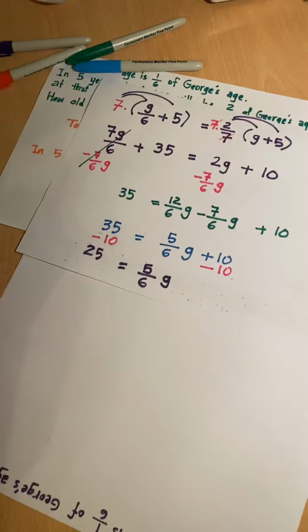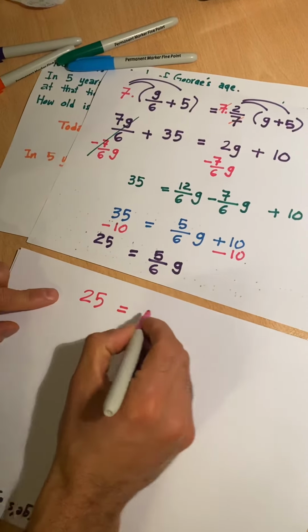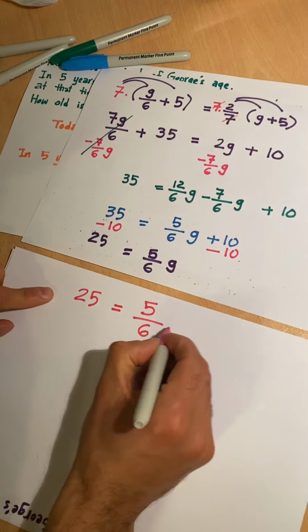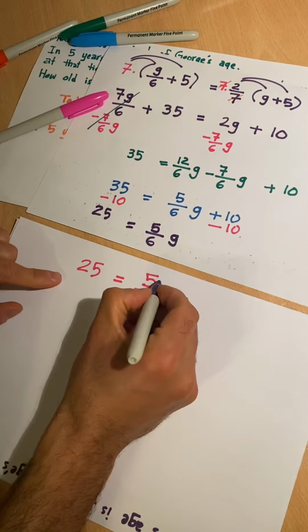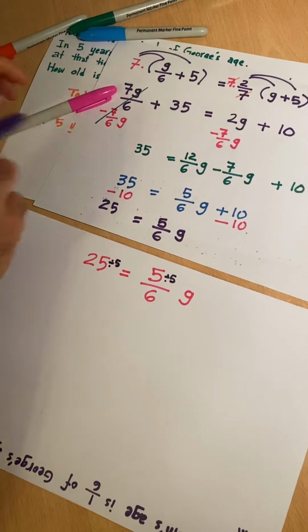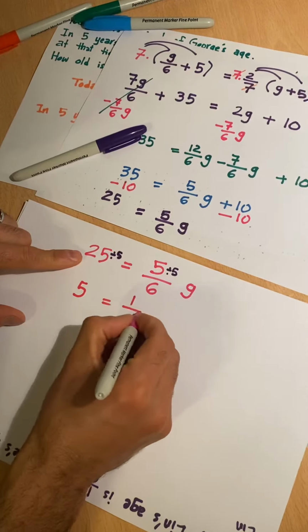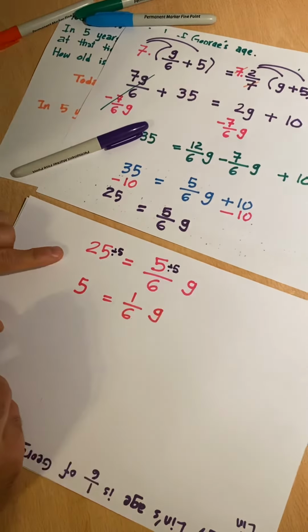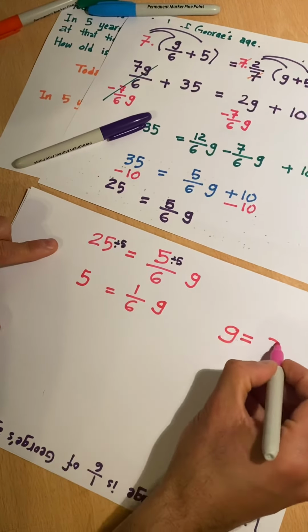We want to isolate, get rid of the 10. So let's do negative 10 on this side, negative 10 on this side. And let's see what we have. We have 5/6 G is equal to 25. Remember, we have 25 on the left-hand side and 5/6 G on the right-hand side. We could divide this by 5, this by 5, so we could simplify this a little bit. So 5 is equal to 1/6 G. And we multiply both sides by 6. G is going to be equal to 30.